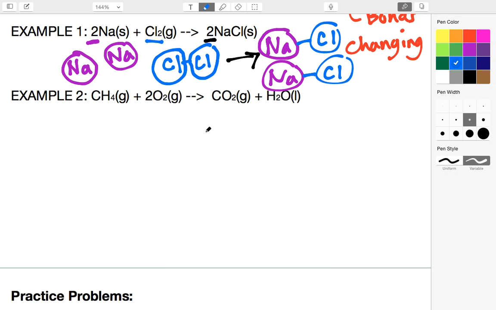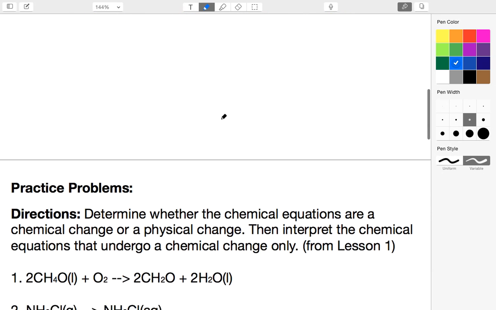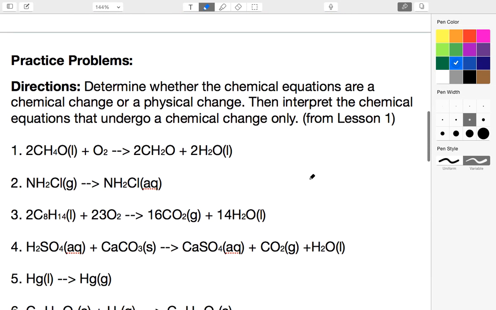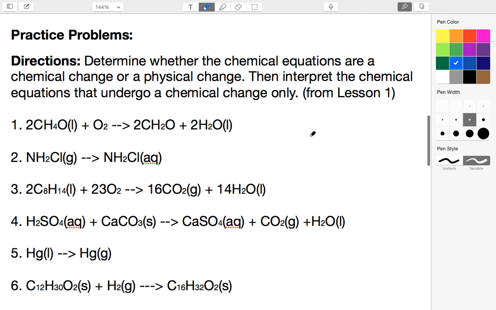Right? That's pretty much it for lessons 2 and 3. I'm going to scroll down to your practice problems. So your practice problems are a little bit of review from lesson 1, in addition to lessons 2 and 3 as well. So for practice problems, determine whether the chemical equations are a chemical change or a physical change. Then interpret the chemical equations that undergo a chemical change only. So if it's a chemical change, you're going to write an interpretation of it, right? So just a reminder of what that is.